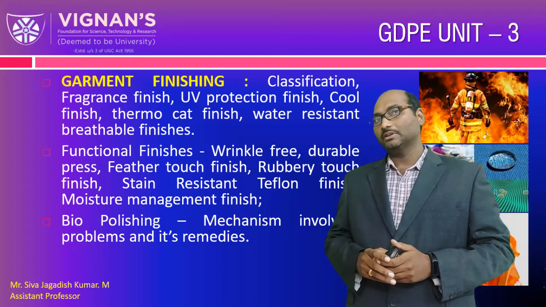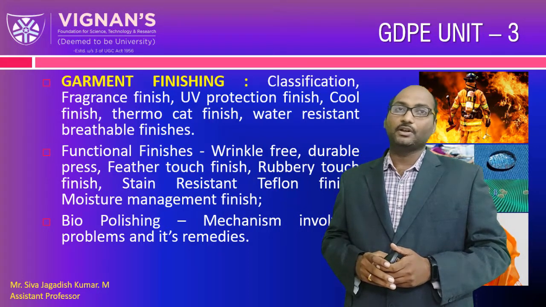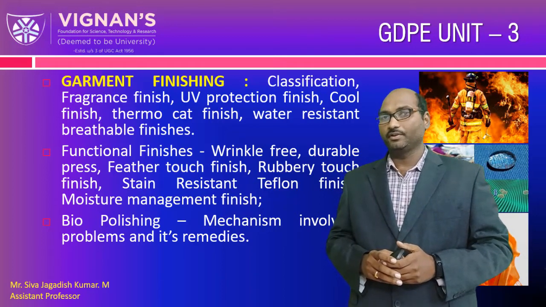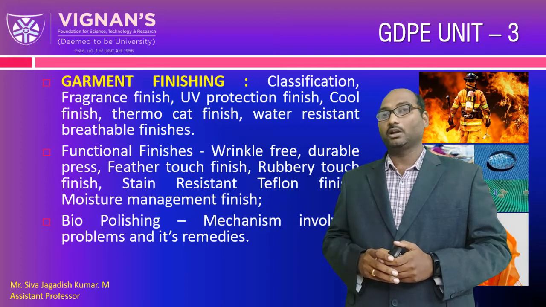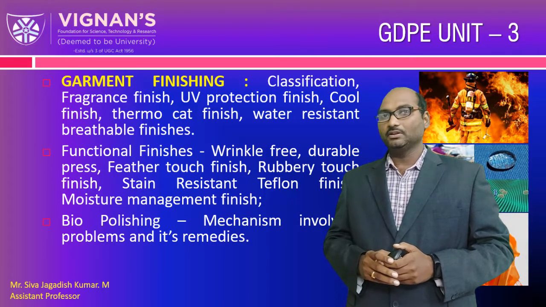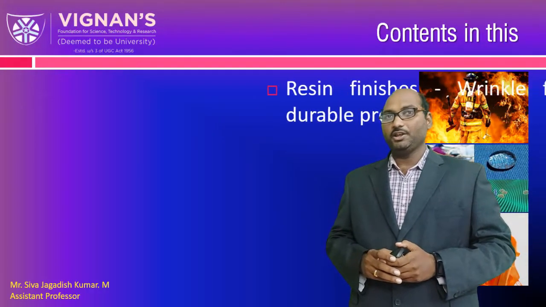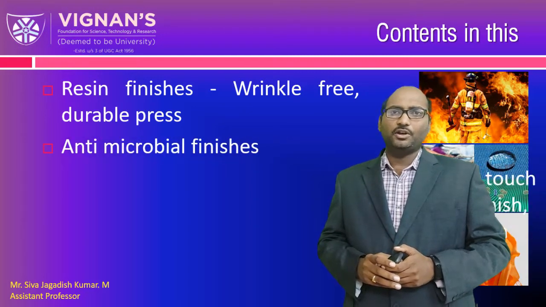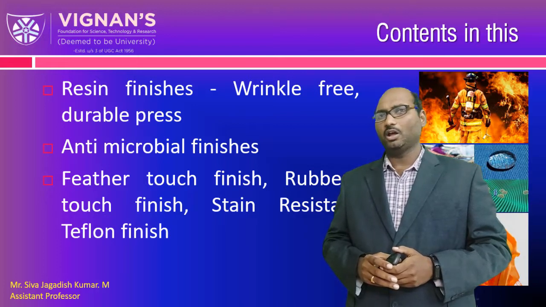So earlier we have discussed the various finishes and their classification for fabrics and also garments, and also the fragrance finishes, UV protection finishes, cool and thermal finishes, water permeable or water resistant breathable finishes, vapor permeable finishes. So we will be discussing some of the functional finishes in this video, like wrinkle free or ETA finishes. Many of them are resin finishes. It can be either ETA, WR, durable press, DP finish, all are nothing but the same.